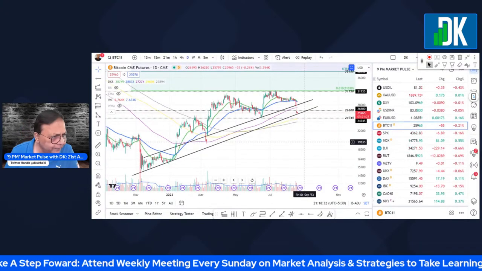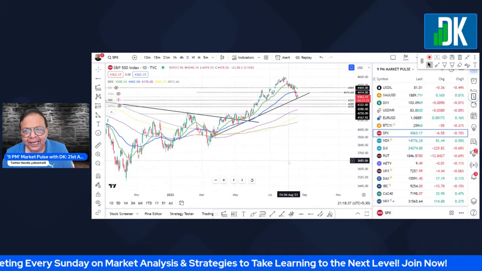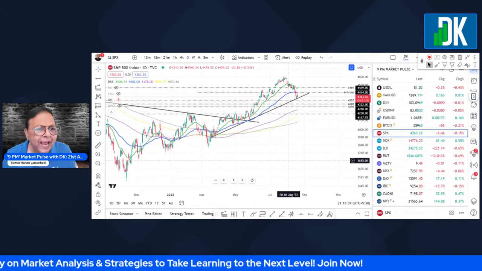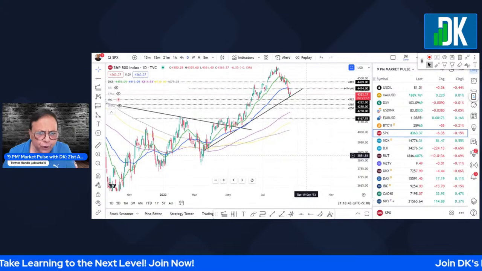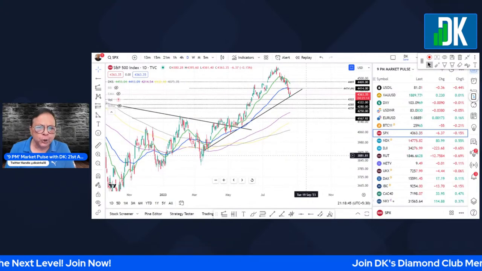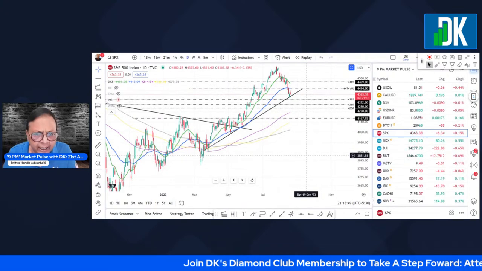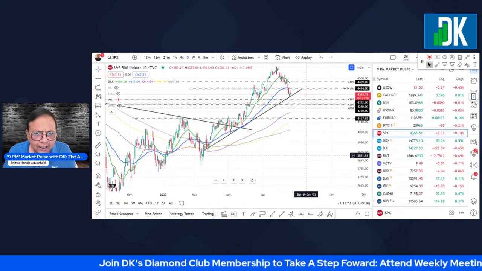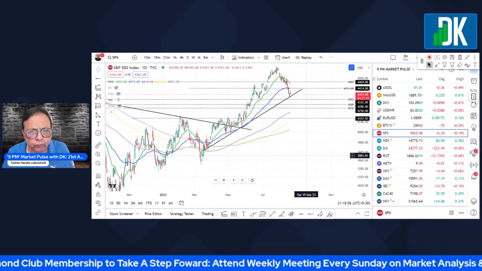Now let us check the stock market. This is the price chart of S&P 500, SPX. What we can see, if you have watched our video on US stock market weekly analysis, which comes on every Saturday on DK channel, we had discussed the possibility that the correction is more or less over.